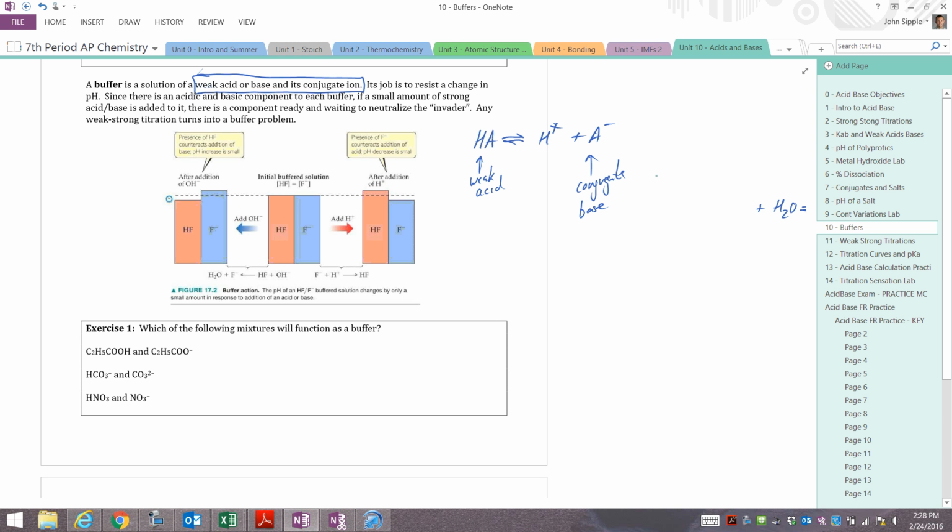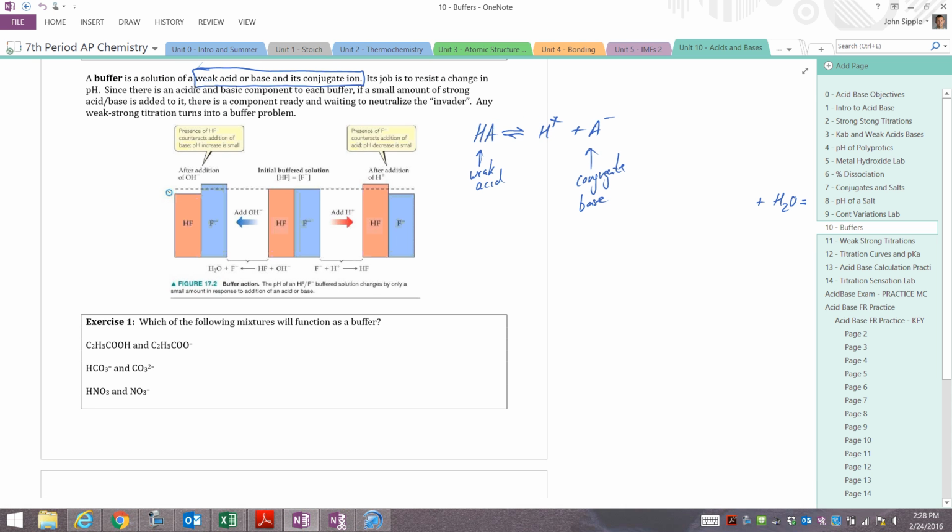So, looking ahead here, the deal is you've got to have the weak acid and its conjugate base in there, or a weak base and its conjugate acid. You've got to have both present to have the buffer. You can't have one or the other, then it's broken. You've got to have both.